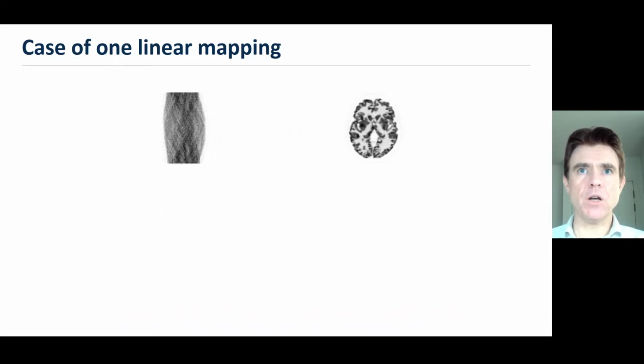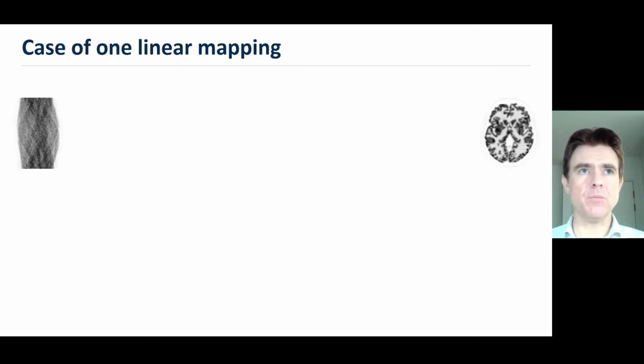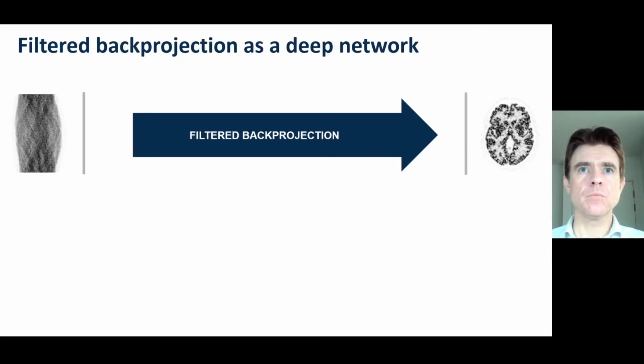Okay, so let's take a look at the link with filtered back projection. So with filtered back projection, we could view that as a deep network as follows. So here is first of all our sinogram shown as a vector here in this kind of rectangle format. And I'm showing filtered back projection as just one big linear operator taking us to another vector. This time it's just a list of pixel values in the reconstructed image.